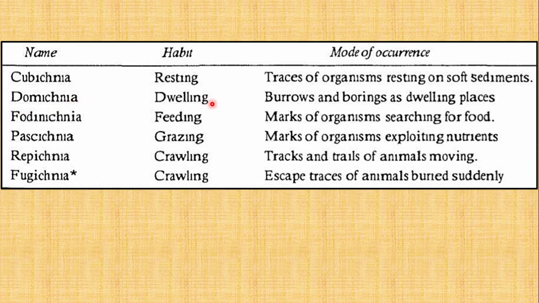Domichnia is the dwelling, burrow and boring as dwelling place. Okay, then Fodinichnia, this is the feeding mark of the organism searching for food. Then Pascichnia, this is the grazing mark of the organism exploiting the nutrients. Repichnia is the crawling tracks and trail of the animal moving, and Fugichnia is the escaping trace of the animal buried suddenly. Okay, so remember the name of the ichnofossil or the habit, especially habit. Okay, this is very important for the GATE, NET, and GSI exams.